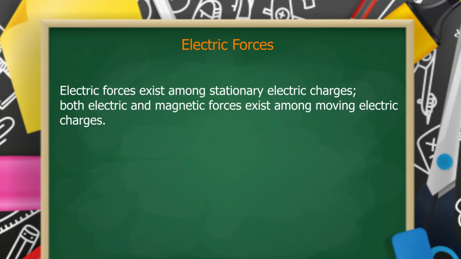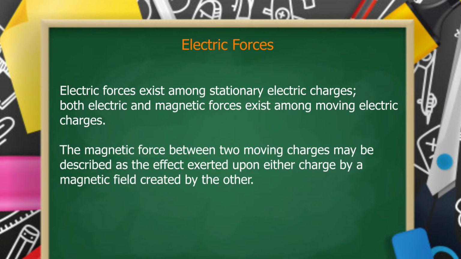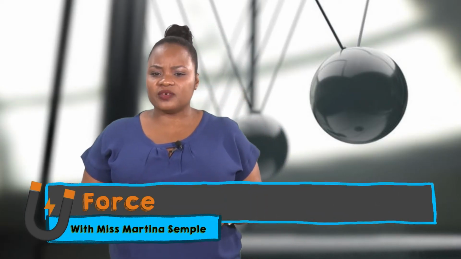Electric forces exist among stationary electric charges. Both electric and magnetic forces exist among moving electric charges. The magnetic force between two moving charges may be described as the effect exerted upon either charge by the magnetic field created by the other. Now let us look at the types of magnets.